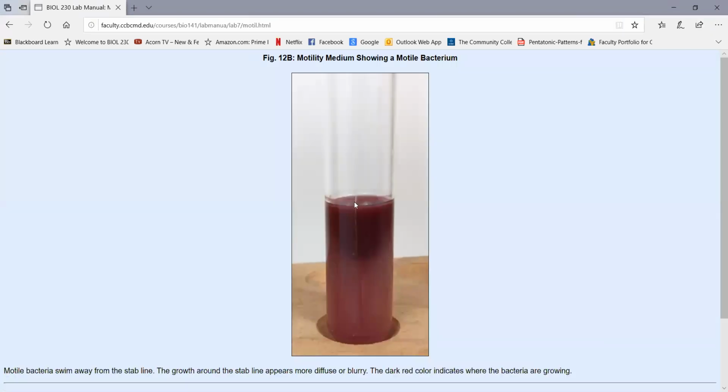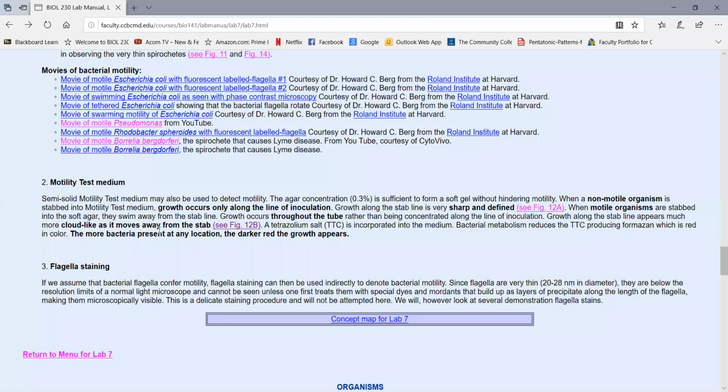So notice in this case, the agar was stabbed down the center to here, but now you can't see the heavy growth of the stab line. We see the bacteria are swimming out into the agar from the stab line, and as they replicate, it gets darker and darker. So again, in a motile bacterium, the bacteria swim away from the stab line and grow out into the surrounding motility test medium. And we'll be trying motility test medium in lab today.